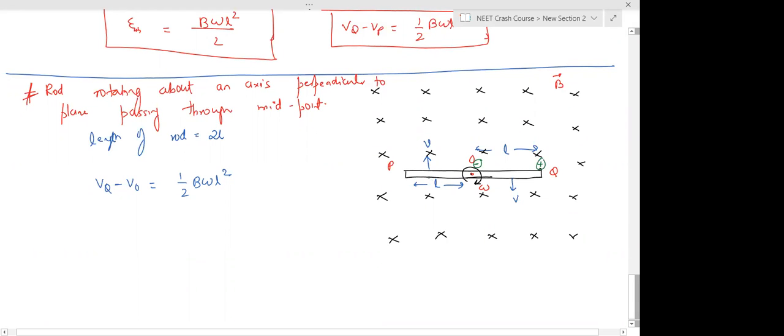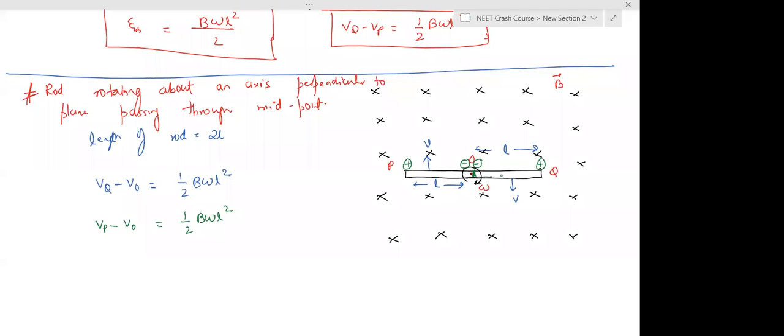Now if we apply Fleming's right hand rule for rod P to O, again it will be from O to P. So from O to P also, this is a similar case: a rod of length L rotating about one end. So this is basically considered as two separate rods, one from O to Q, another from O to P. In both, the EMF formula will apply, half B omega L square, same as the previous case.